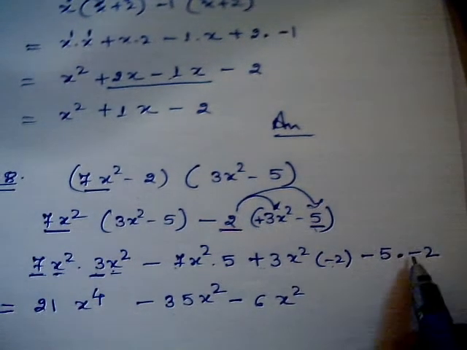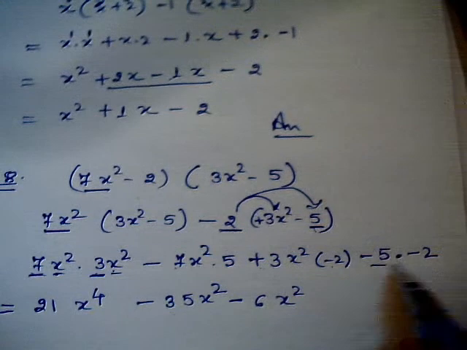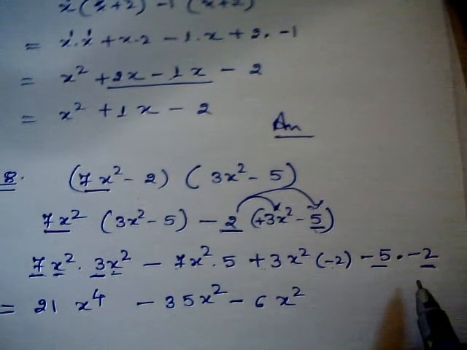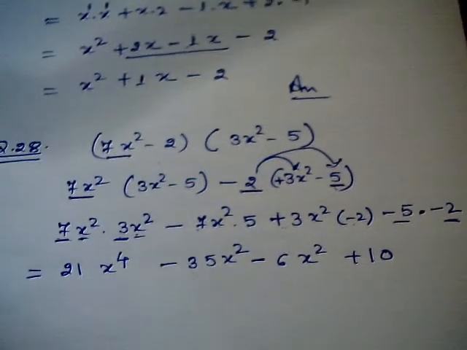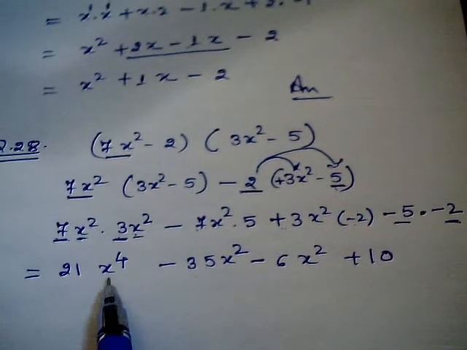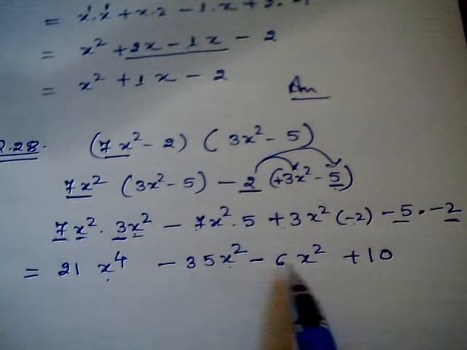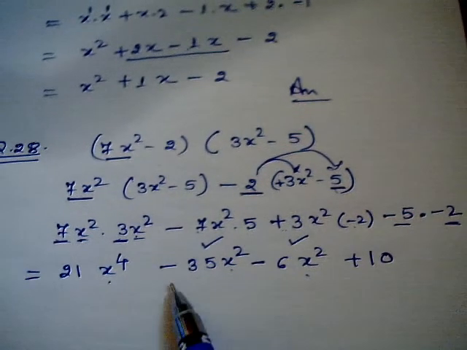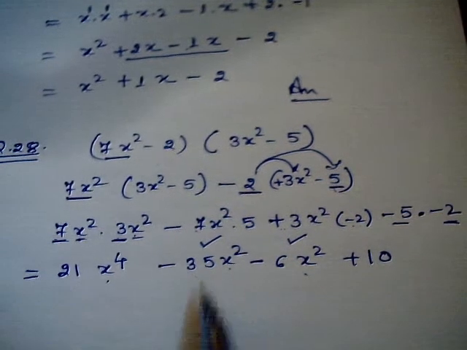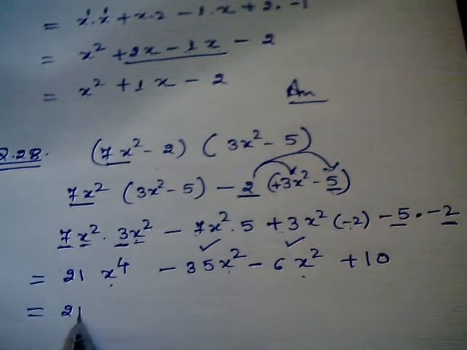Now which terms are like terms? This is x to the power 4, this is x to the power 2, this is x to the power 2, so this and this are like terms, and both are negative, so the terms will get added and it will become more negative. So that's going to be -35 and -6. So how much is it going to be? It is going to be -41x square plus 10.